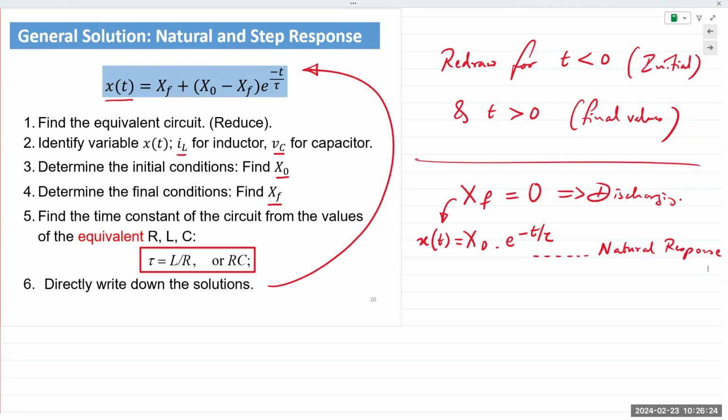All right, questions? Are we ready to move to the examples?